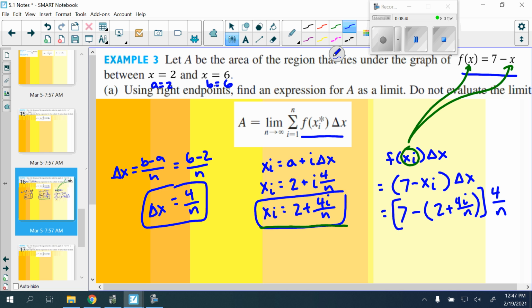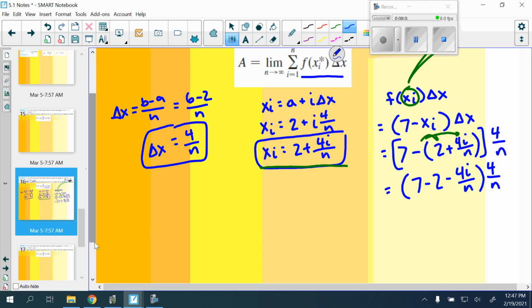So simplifying that, make sure we distribute here. We got that negative sign we need to distribute. And so we're going to end up with 7 minus 2 minus 4I over n times 4 over n. And we can simplify that a little bit further. That's going to be 5 minus 4I over n times 4 over n.